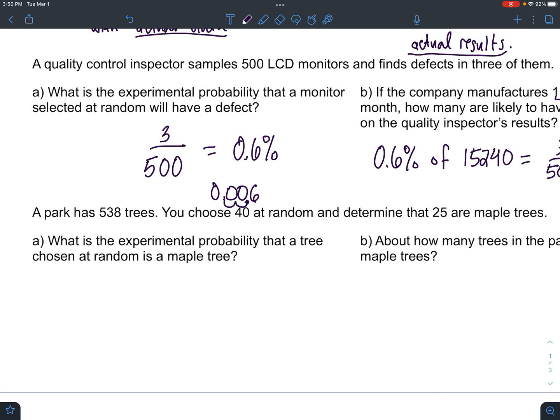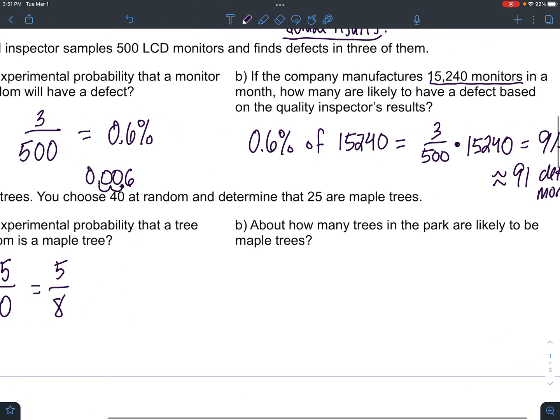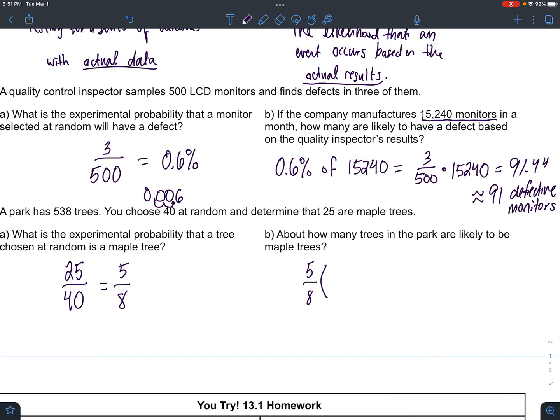So imagine there's a park and there's loads of trees, and you want to figure out how many are maple trees. You might just choose to not drive yourself crazy and just look at a sample of just 40 of them, right? So say you find out that 25 out of 40 are maple. So that's 5 out of 8. Okay, that's experimental probability. That's what you found. Okay, and this says how many trees are likely to be maple. Well, 5 out of 8 of them. Out of what? Out of 538.